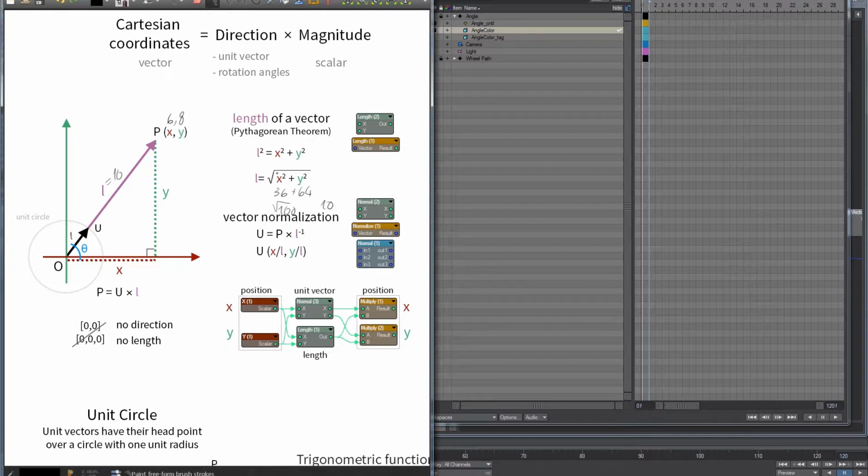Of course, it's not very interesting to do this explicitly with nodes, and thankfully I have these nodes that do that for me. So I have this length by AS tool for 2D and the native length node for 3D vectors.